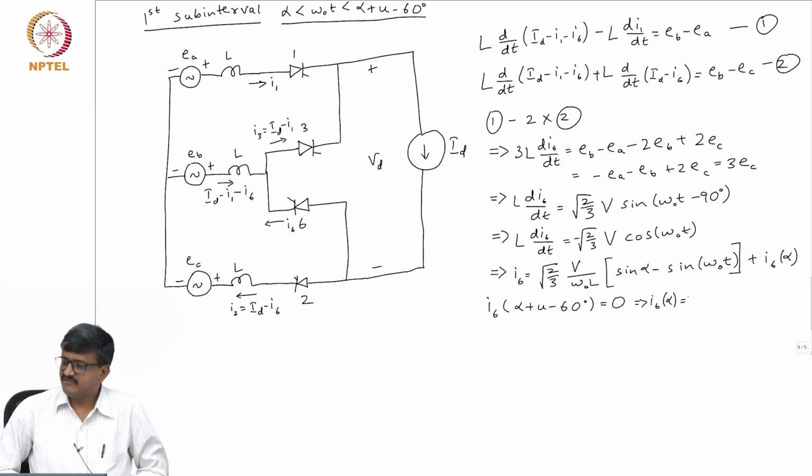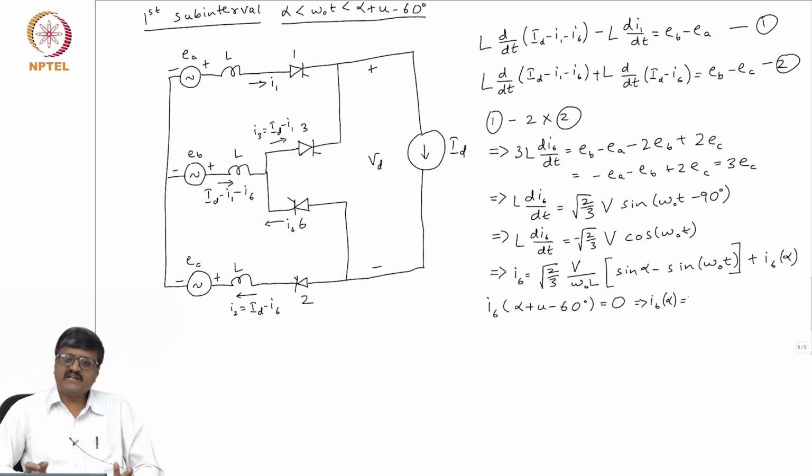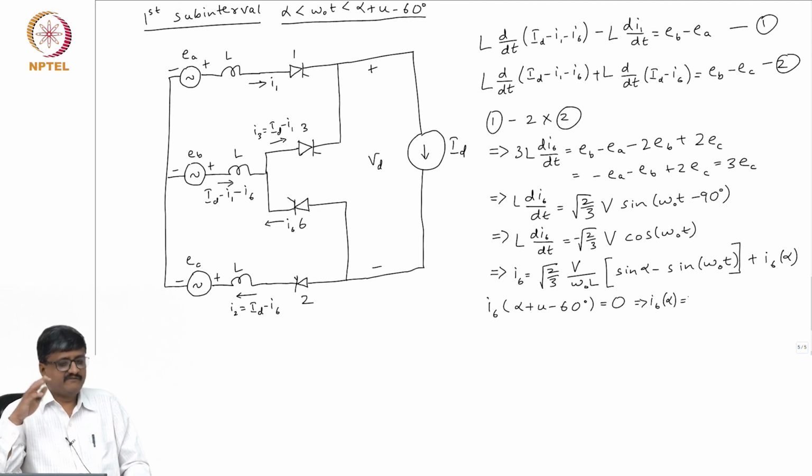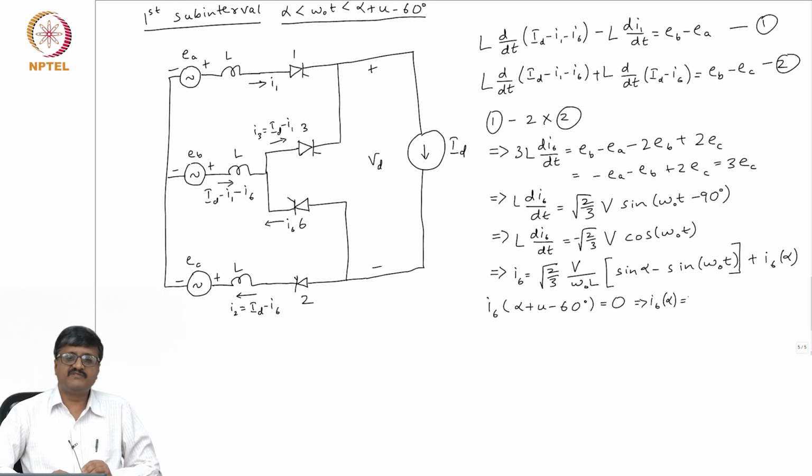So, I will stop here. I will continue from this point in the next class. Then we will solve for I1. So, that completes the analysis of the first subinterval. Then we have to go to the second subinterval. Then we do further manipulations and get some equations which are similar to the ones that were obtained for the normal operation 2 and 3 valve conduction.